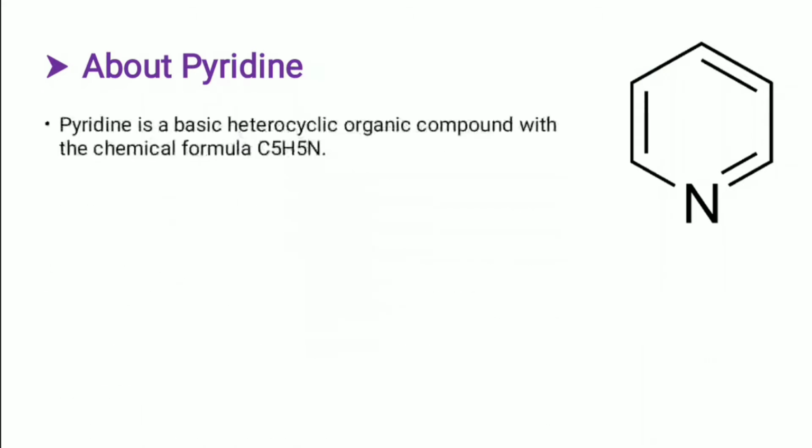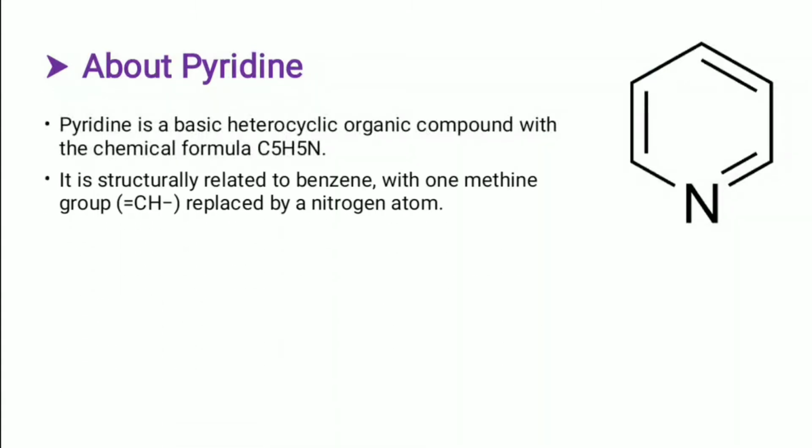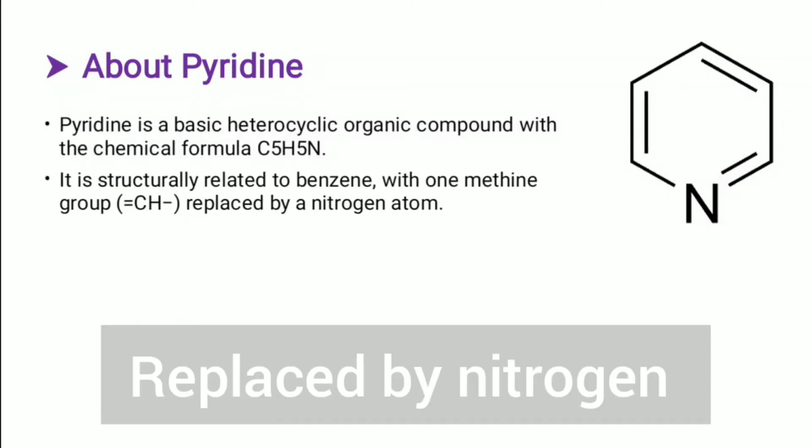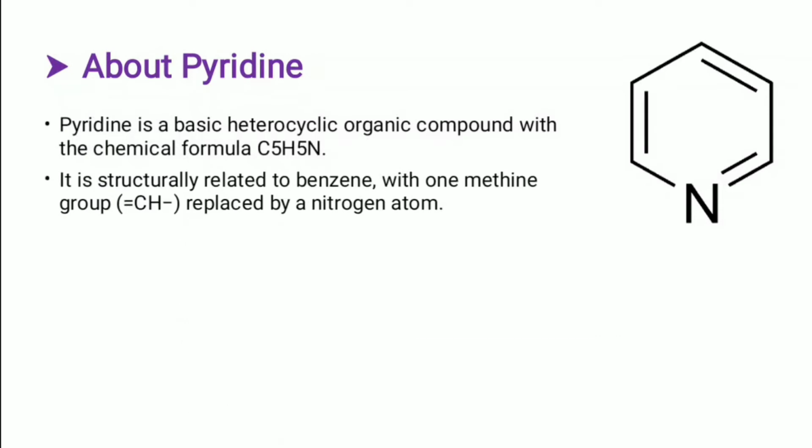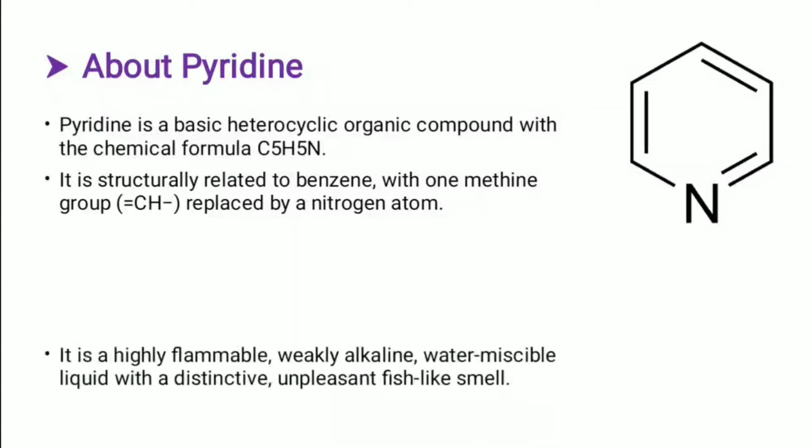Pyridine is a basic heterocyclic organic compound with the chemical formula C5H5N. Its structure is related to benzene, with one methine group replaced by a nitrogen atom. As we know, the structure of benzene contains a 6-member ring and 3 double bonds. So, as we replace CH by nitrogen, the structure is called pyridine.